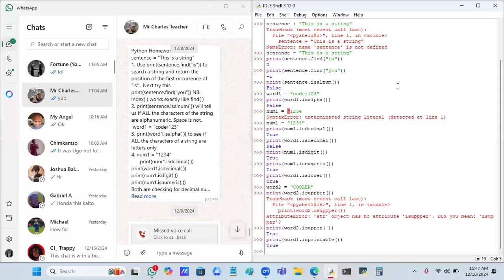Can you see? But when you now try to call it on word 1, remember word 1 has coda 1, 2, 3 inside. So it is alphanumeric. However, because coda is not decimal, is coda a decimal? No. Coda is not even numeric. So that's why it returned false.